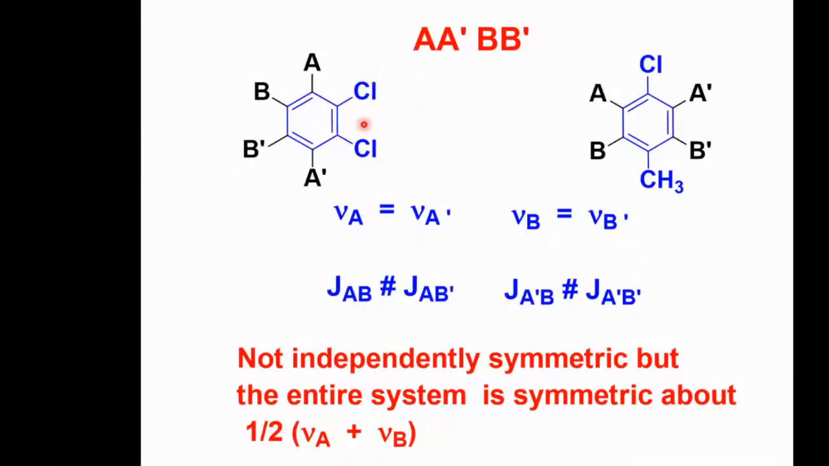For example, in this case, dichlorobenzene, with less electronegative atoms, you would see an AA'BB' type of pattern where again A and A' are identical and B and B' are identical, but their couplings are different. So JAB is not equal to JAB' and JA'B is not equal to JA'B'. One is ortho coupling and the other is meta coupling. Here the signals will not be independently symmetric, but the entire system would be symmetrical. Again, up to 20 lines are observed in such cases. But at low resolution, this could also become a simple AB or AX type pattern.